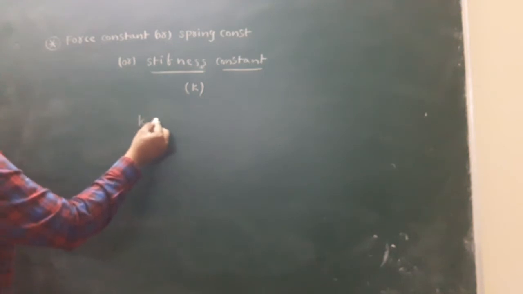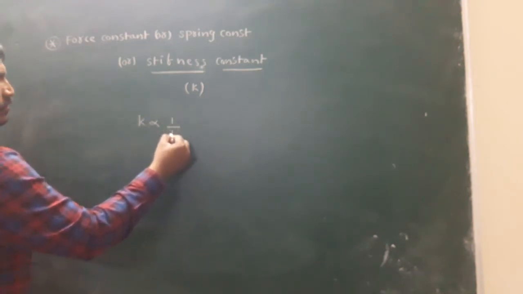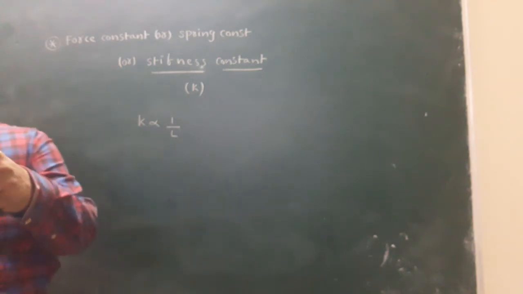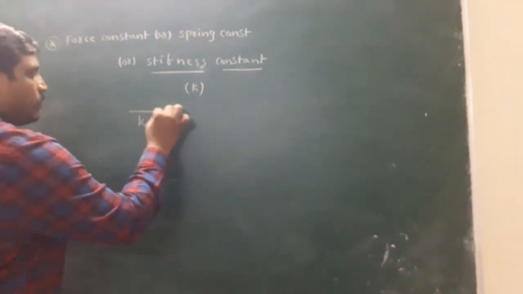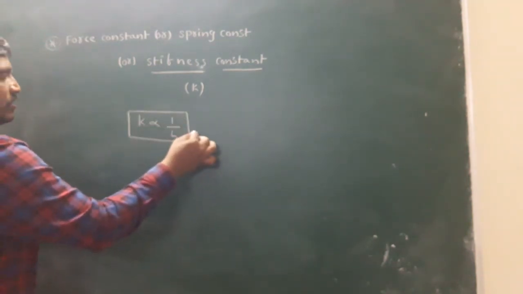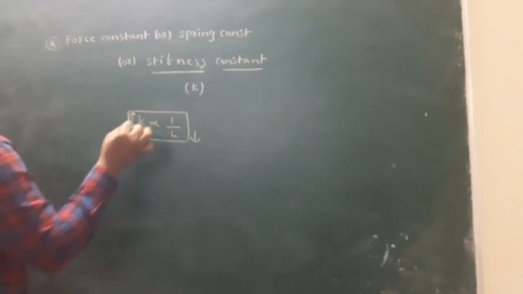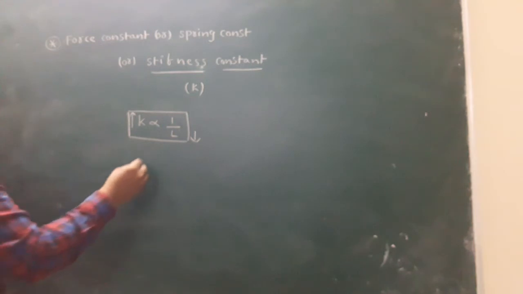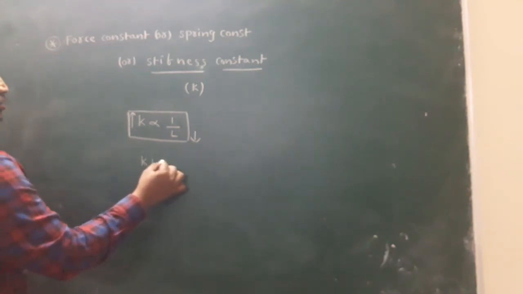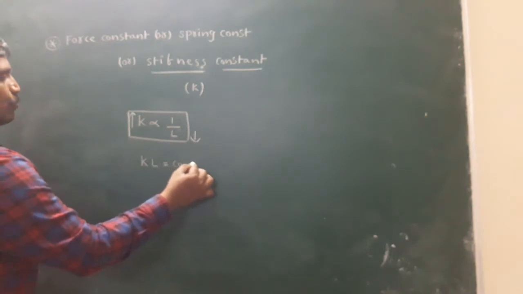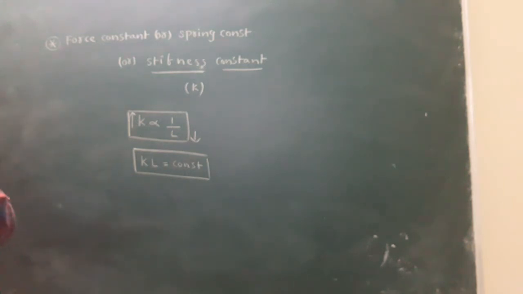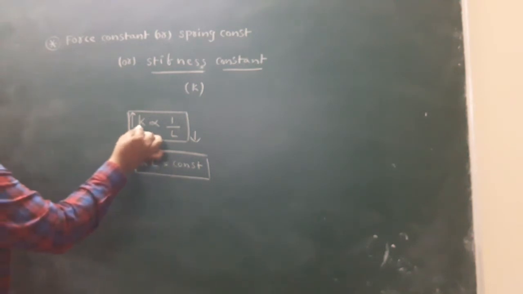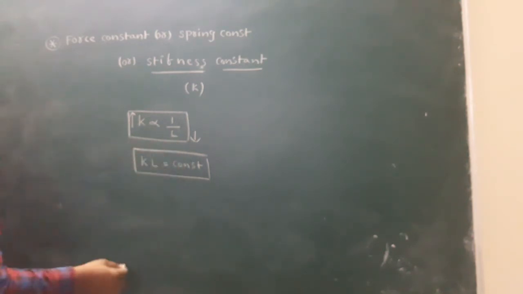Stiffness is inversely proportional to length. Its meaning is, the lesser the length, the more the stiffness. Again I repeat, length is lesser, stiffness is more. In this situation, K into L is proportional, remove proportionality to write a constant. Its meaning is K is inversely proportional to L.